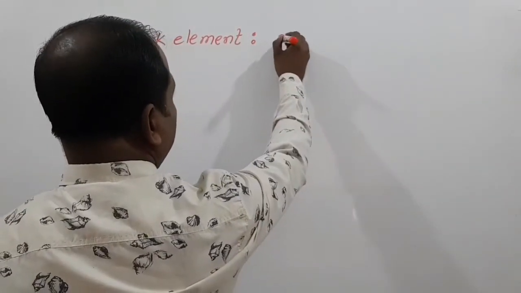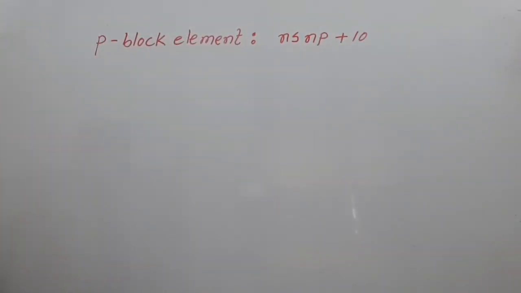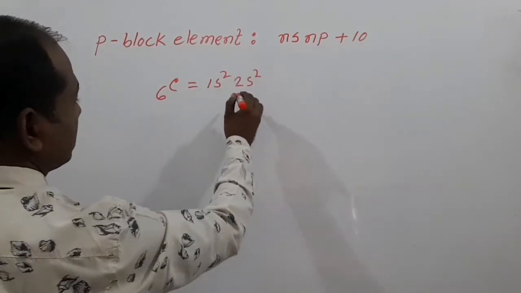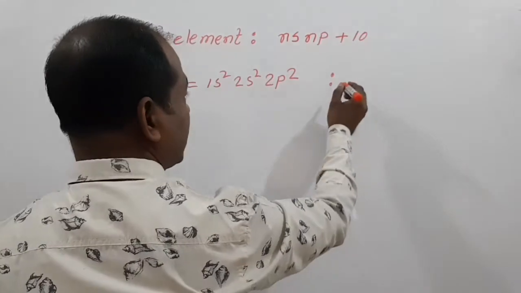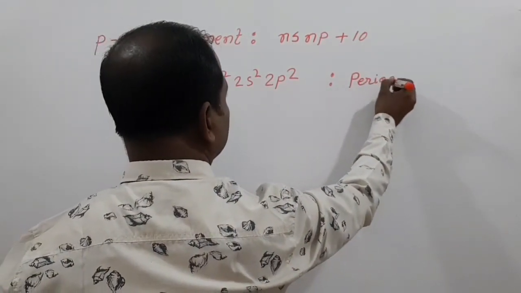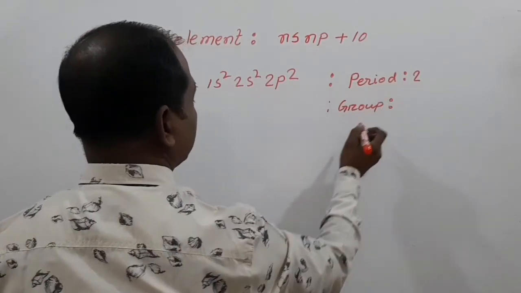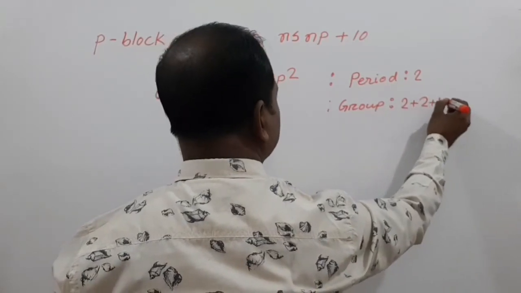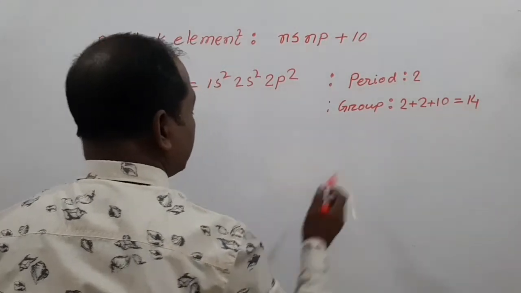The group number is the number of electrons present in the ns orbital and np orbital plus 10. This is the group number of p block elements. For example, carbon 6, 1s2, 2s2, 2p2. Here the outermost shell is the second shell, so carbon is present in period number 2, and group number: in the s orbital 2 electrons and in the p orbital 2 electrons are present, so 2 plus 2 plus 10, that means group number 14. So we can say that carbon is present in group number 14 in the periodic table.